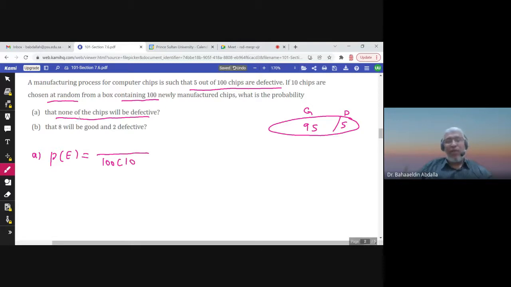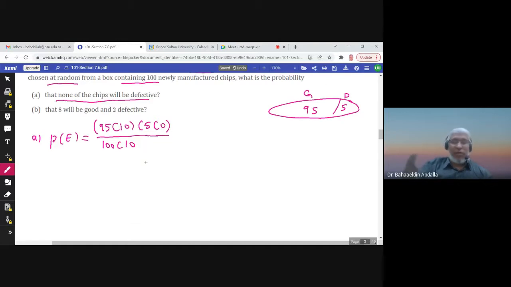Now what do you need? None of the chips will be defective. So you need to choose the 10 out of what? Of the 95. And from the 5 defective, you need to choose 0. None of the defectives should be there. So this is the answer, the probability.